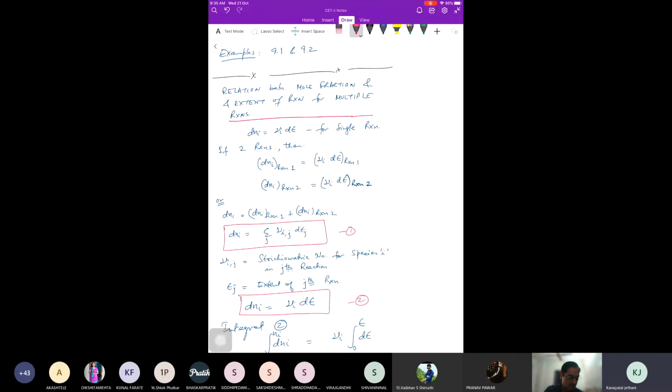In this case, what is the relation between mole fraction and extent of reaction? जो हमने निकाला था अभी y equal y and epsilon, that was for one reaction when we calculated for ammonia, right? We looked at only nitrogen plus hydrogen giving ammonia. But if there are multiple reactions, then what do we do? In this case, you know that dni is equal to nu I d epsilon for a single reaction. If there are two reactions, then we can write the same thing for reaction 1 and reaction 2.